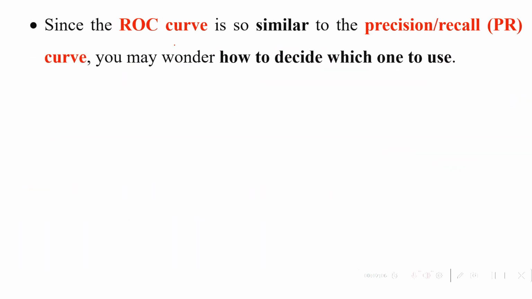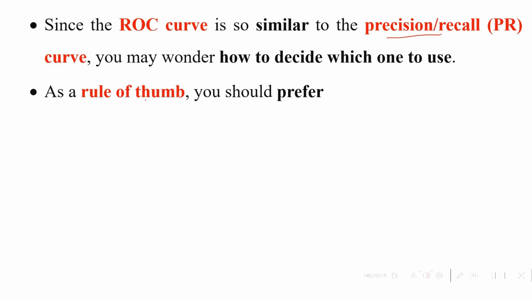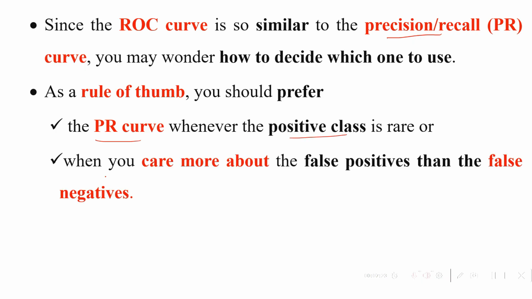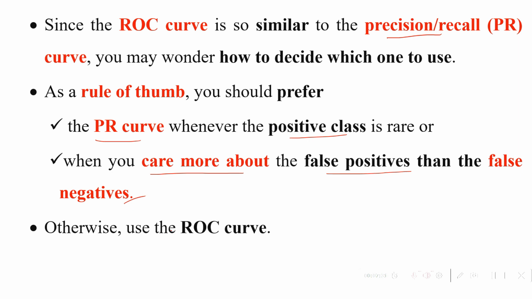Since the ROC curve is similar to the precision recall curve, you may wonder how to decide which one to use. As a rule of thumb, you should prefer the PR curve, the precision recall curve, whenever the positive class is rare, or when you care more about the false positives than the false negatives. Otherwise, you can use the ROC curve.